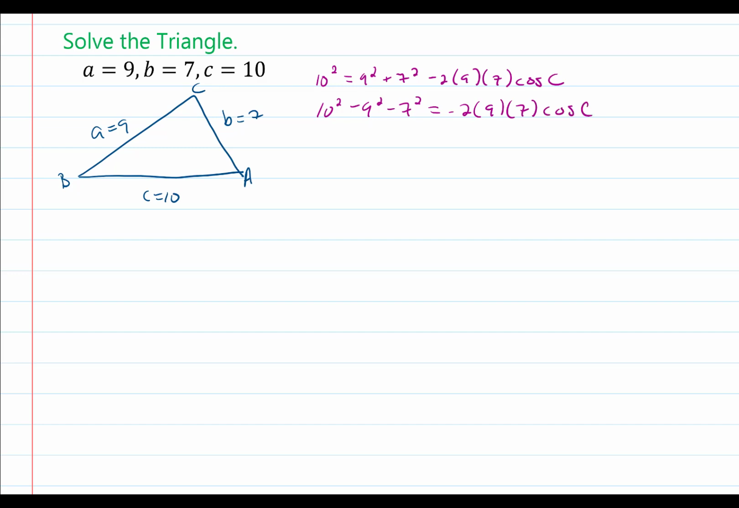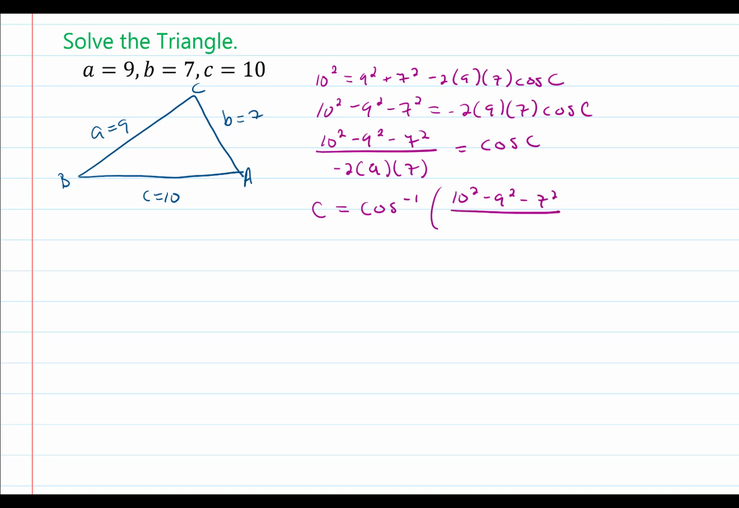Next, I'm going to divide by negative 2 times 9 times 7. This gives me 10 squared minus 9 squared minus 7 squared, divided by negative 2 times 9 times 7, and that's equal to cosine of angle C. Finally, I'm going to take the inverse cosine of both sides. So now we know that C is exactly the inverse cosine of 10 squared minus 9 squared minus 7 squared all over negative 2 times 9 times 7. We should now use our calculator to find the approximate value of angle C.